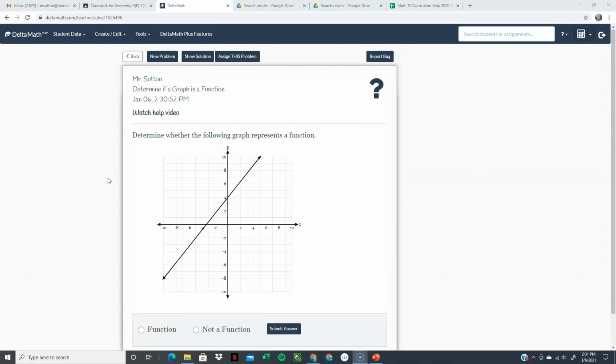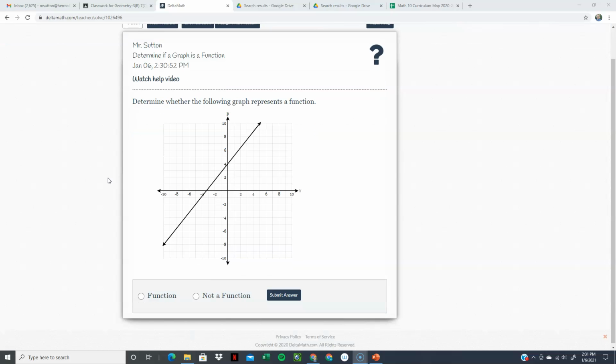All right, now we're going to look graphically to determine whether the following graph represents a function. Same idea we've been doing. We want to see if there is any case where one input leads us to more than one output or zero outputs. Because remember, for it to be a function, each input has to go to exactly one output. So we do this by the vertical line test, which you may have heard before.